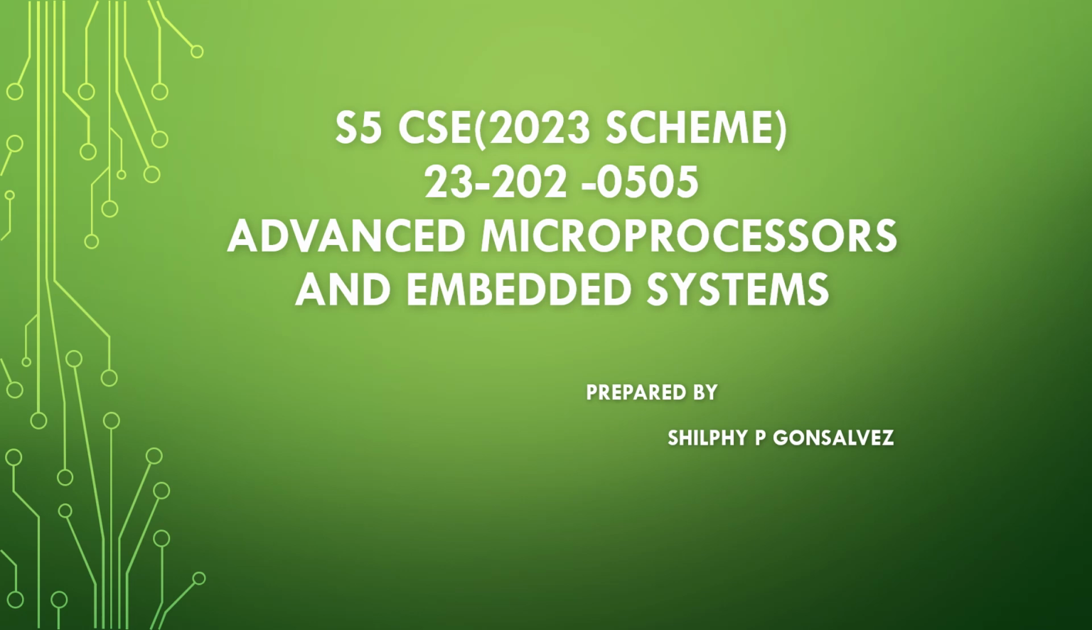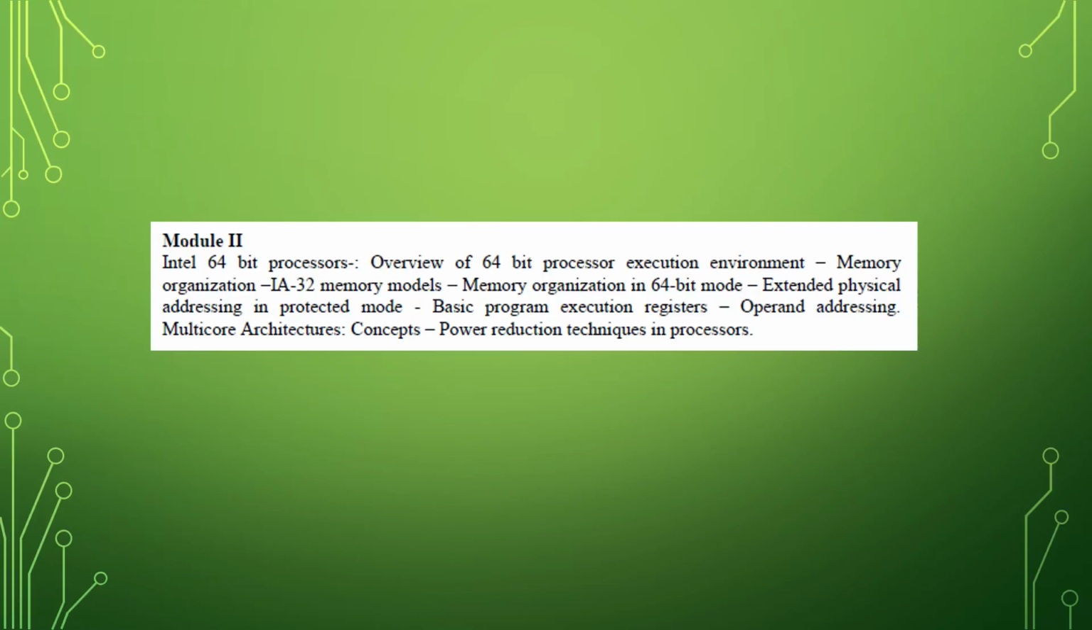Dear students, let us begin our session with the rest of the portions from second module. So this is the syllabus of second module. As you all know, we have covered the basic program execution registers in the last session. So in this session, we'll be moving with operand addressing and the concepts of multicore architectures and the various power reduction techniques in processors.